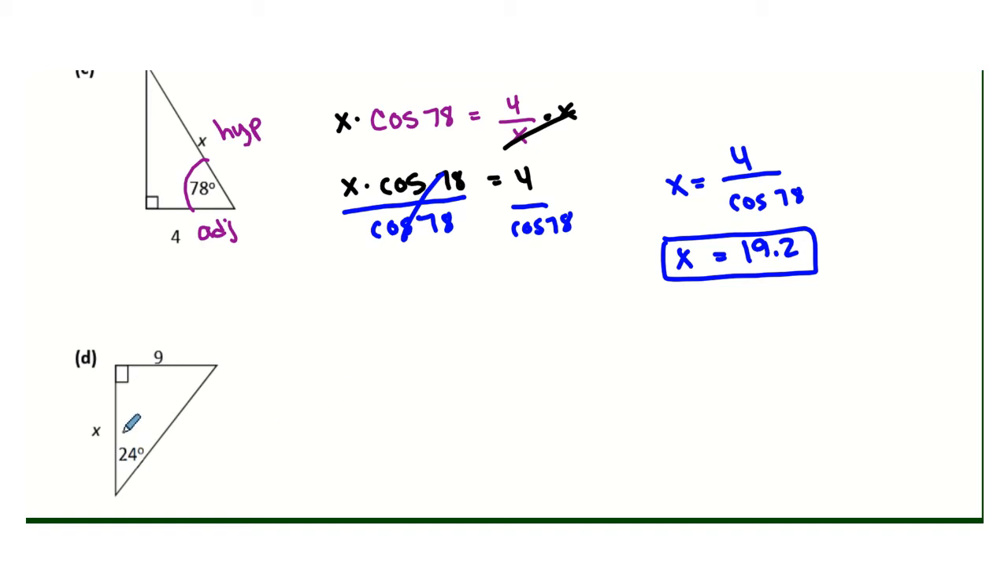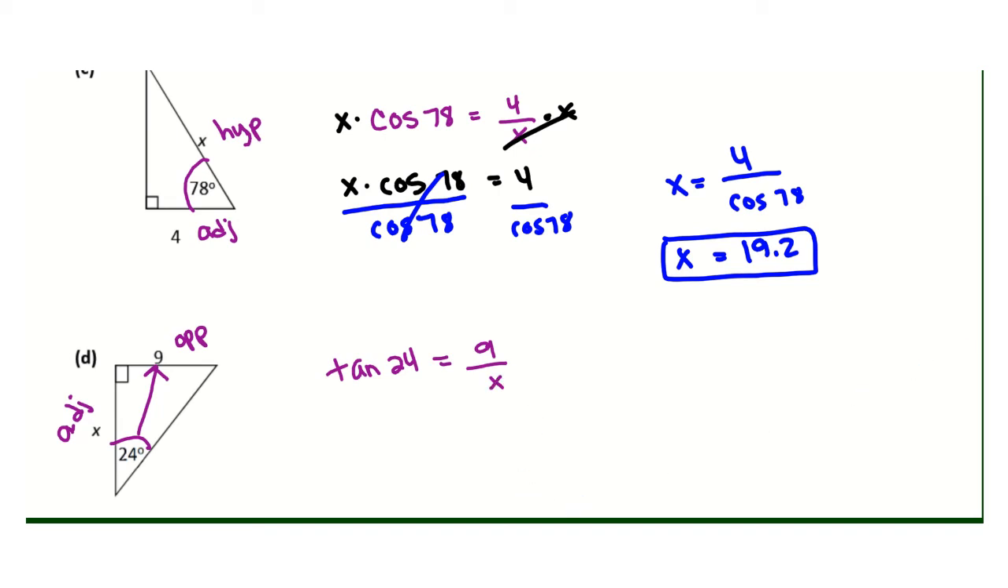So now my degree is 24 degrees. Opposite of 24 degrees is 9. Adjacent to 24 degrees is x. So which trig ratio uses opposite and adjacent? Tangent. So I'm going to say the tangent of 24 degrees is equal to the opposite over the adjacent.